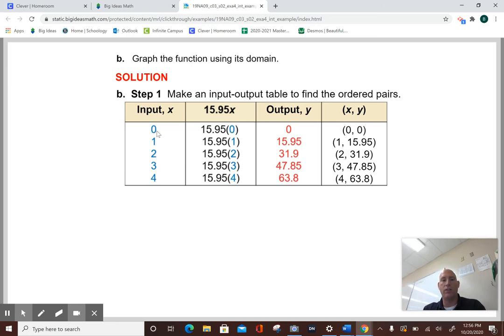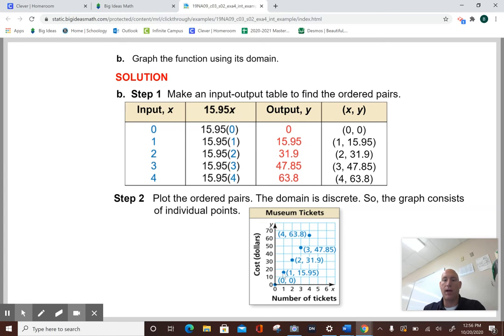So now 0 times 15.95, 0. It better cost $0 for 0 tickets. That makes sense. 1 ticket, 15.95. 2 tickets, 31.90. 3 tickets, 47.85. 4 tickets, 63.80. And then you can plot your points. And notice you have a title. This is what the y or the dependent variable was, the number of dollars spent. This was your x or your independent variable, the number of tickets that could be bought per person.